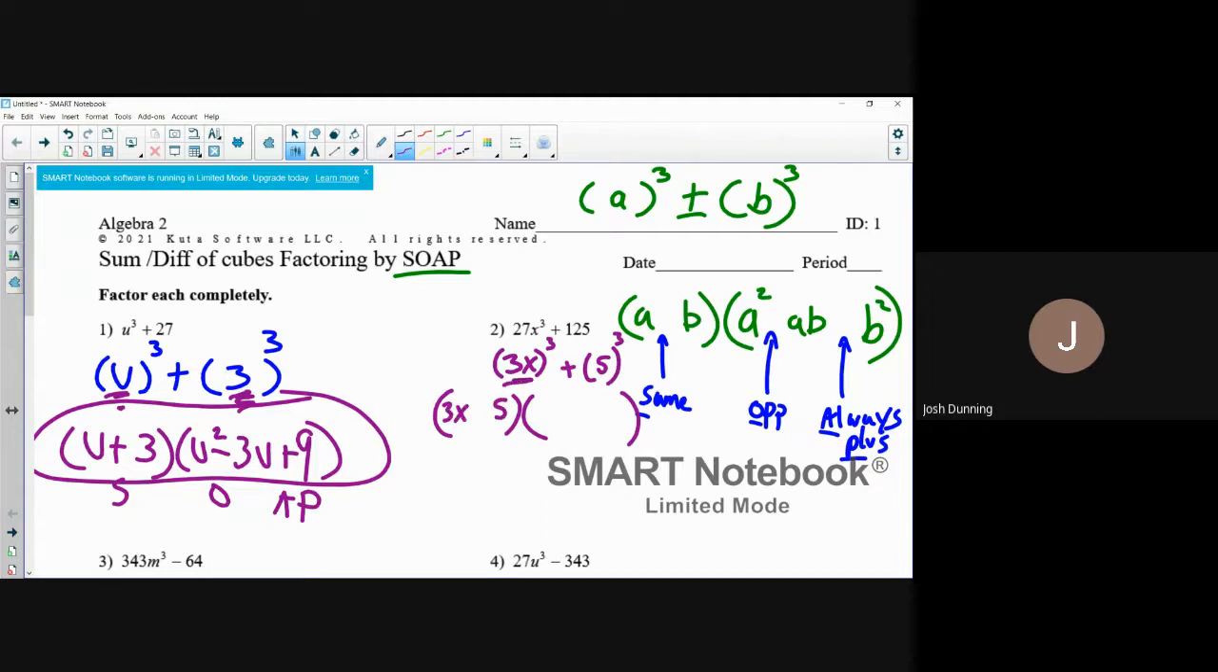Square the whole first, 3x, so 9x squared. Then multiplying 3x times 5, 15x. Then square your 5, 25. Same as the question, plus. Opposite then minus, always plus. And there we go.